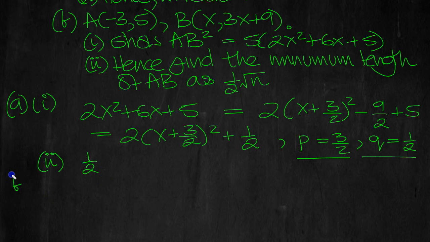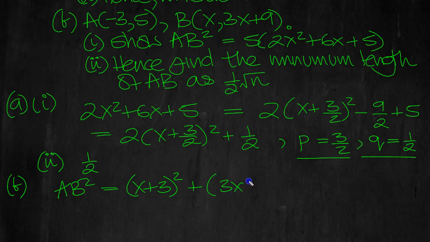Part B. A and B, show that AB squared. So AB squared is equal to, use Pythag. The difference between the x's, x minus minus 3 is x plus 3. Squared plus, and then it's 3x plus 9 minus the 5 squared, which is x squared plus 6x plus 9.